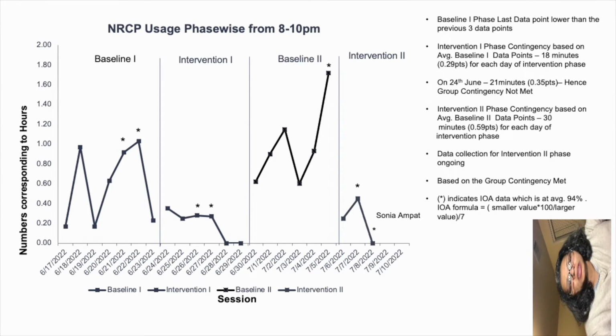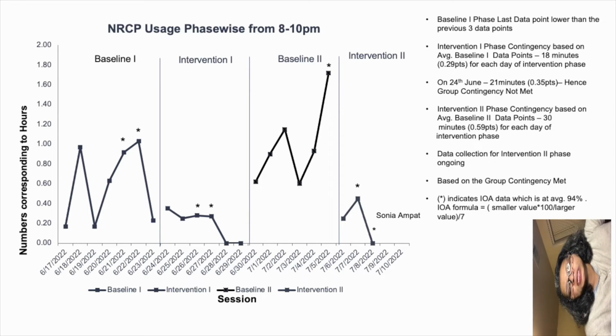Moving again to baseline 2, the last 3 data points are trending way up. So based on that, I moved to intervention phase 2, and in that the contingency was 30 minutes. I could have 30 minutes of non-work related cell phone for each day of the intervention phase.